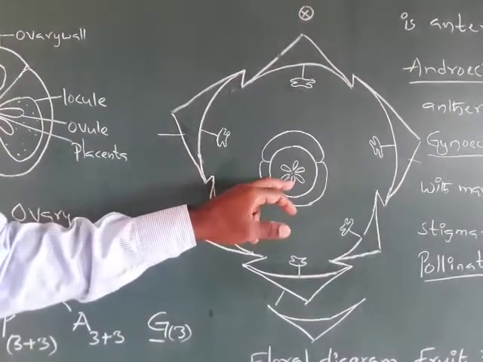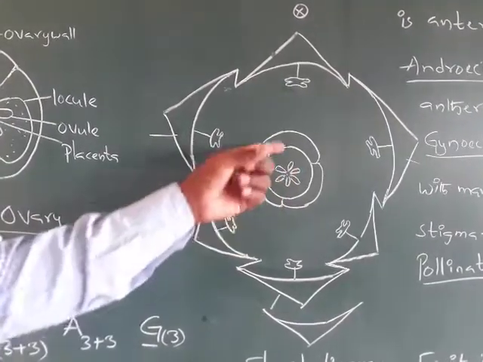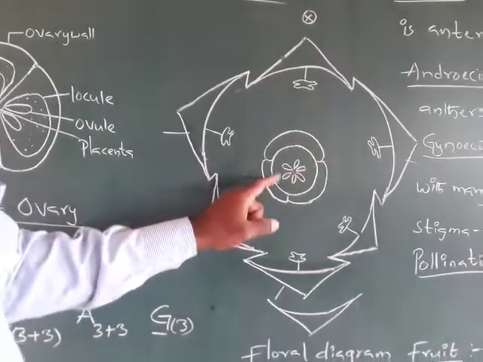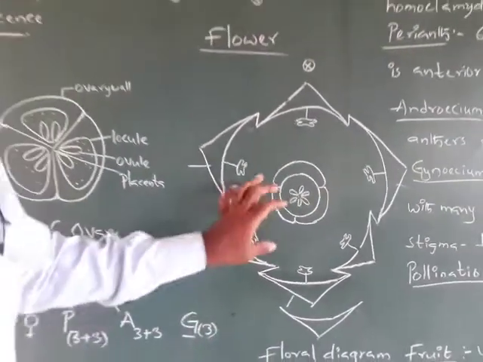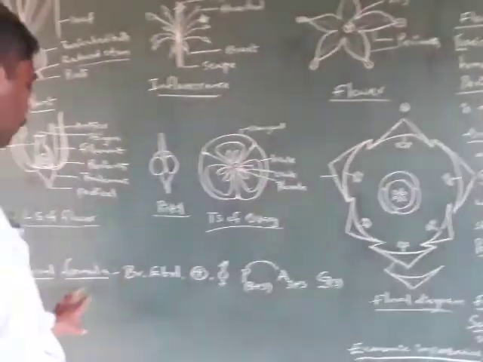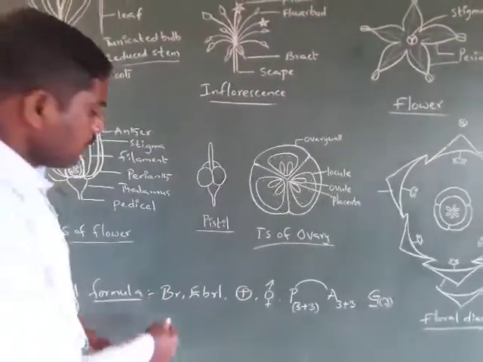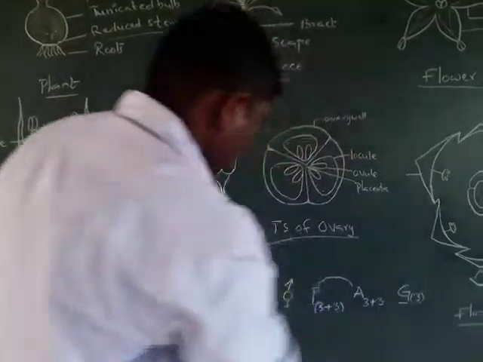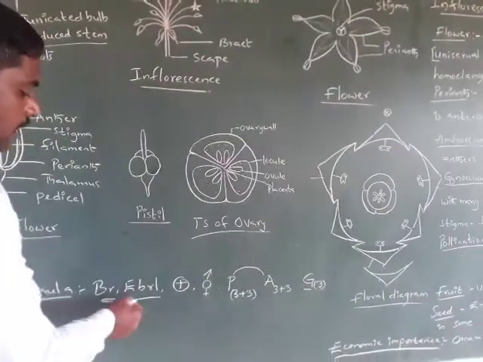And coming to the ovary, here it is the trilocular ovary. Trilocules are there. Trilocular ovary. Yes, we have to discuss this one with the floral formula. Here it is the bracteate flower. So here it is the bracteate flower, and here it is the EBRL.